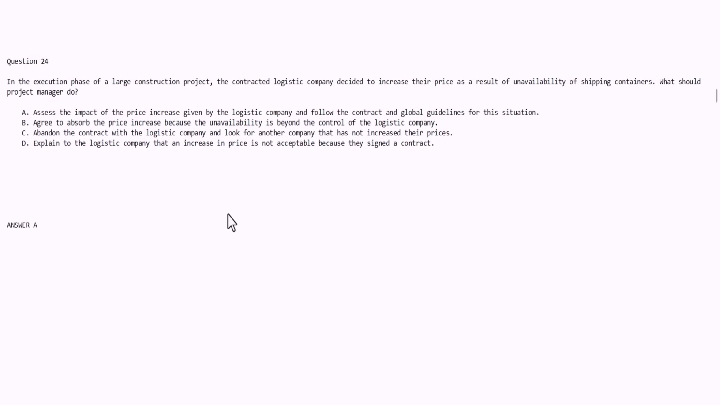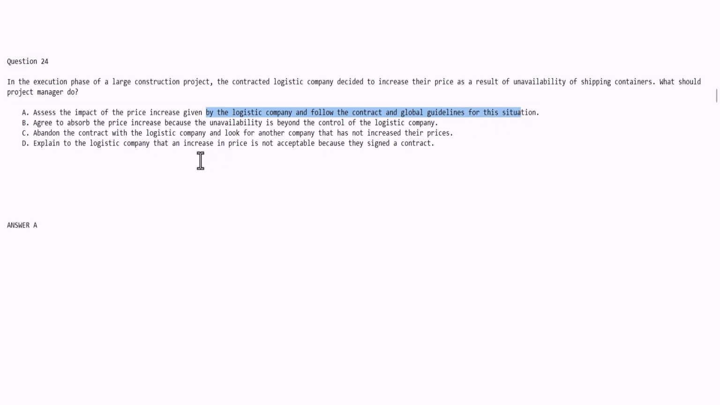Okay, so here we are back, and hopefully you got the correct answer. The correct answer is A. When faced with a situation that you are working with a third-party vendor and you find the fact that prices have increased, the first line of defense that a PM should do is always assess the impact of the price increase given by this company, and then follow the contract and guidelines for this situation.